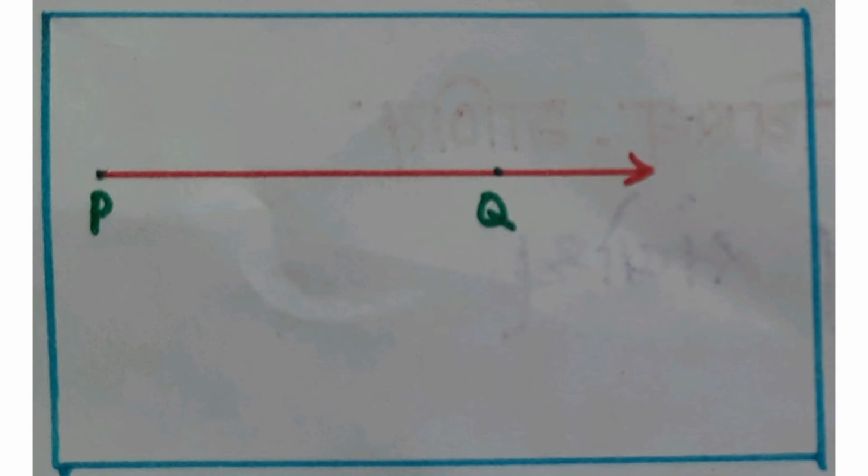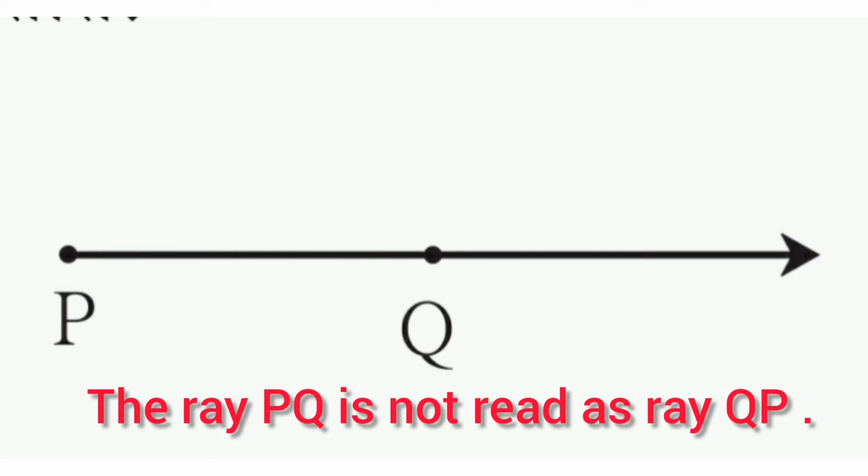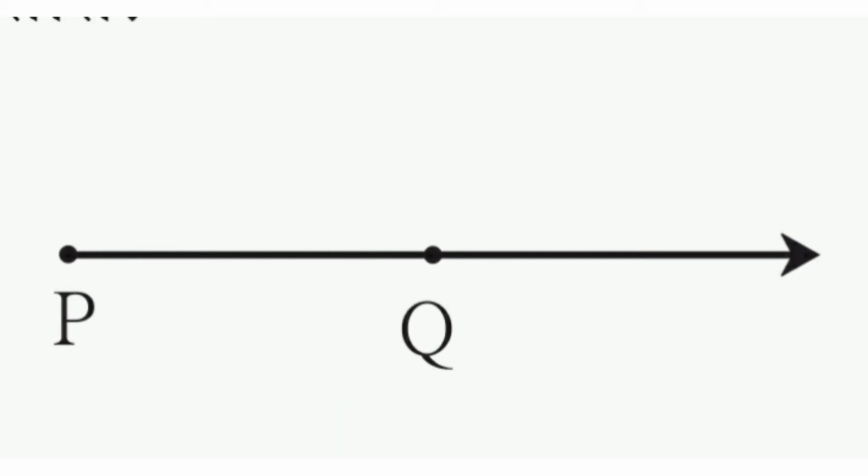The starting point of a ray is called its origin. Here, P is the origin and arrowhead is drawn to show that the ray is infinite in the direction of Q. The figure can be read as ray PQ. The ray PQ is not read as ray QP.